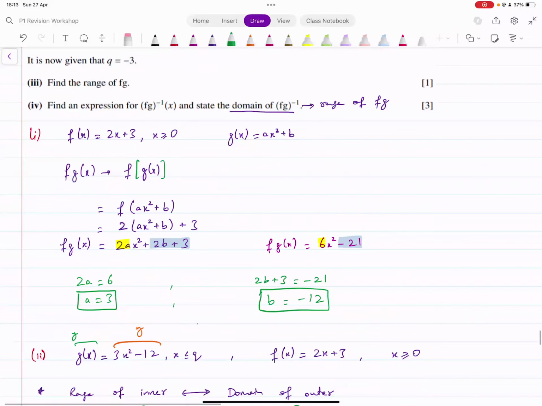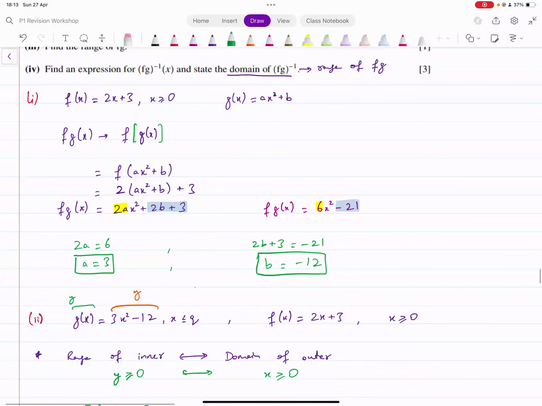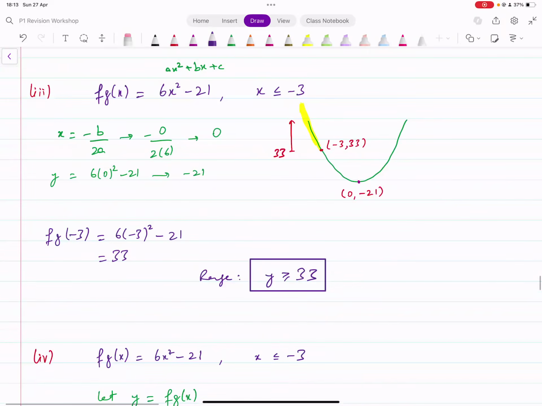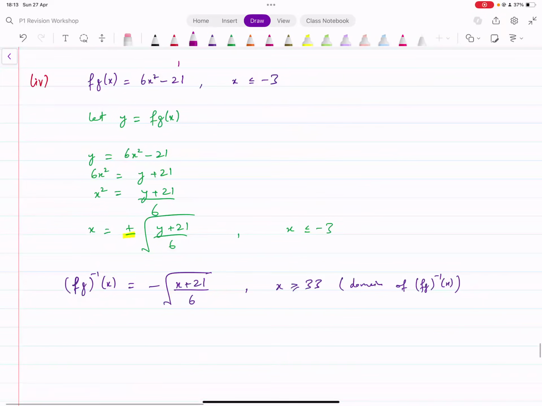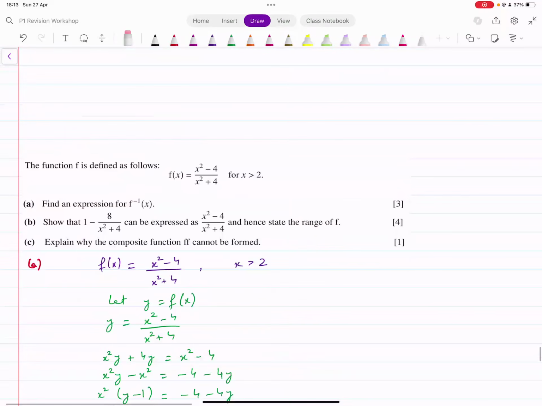Then how do you find (fg) inverse? The inverse of the composite function. Again, that's also done the normal way. If this is the composite function, just think of this whole thing as y, and then make x the subject, and you get the inverse function from that eventually. So it works the normal way as well.